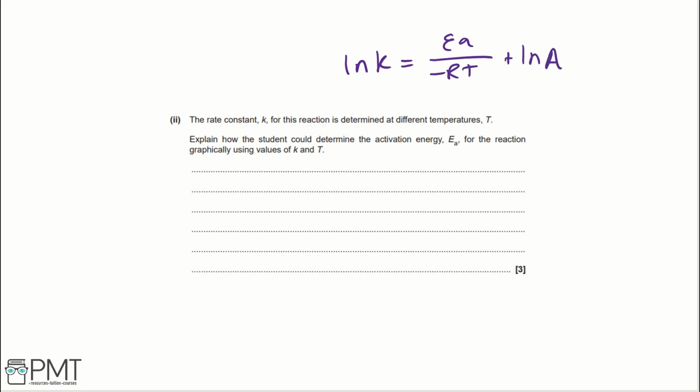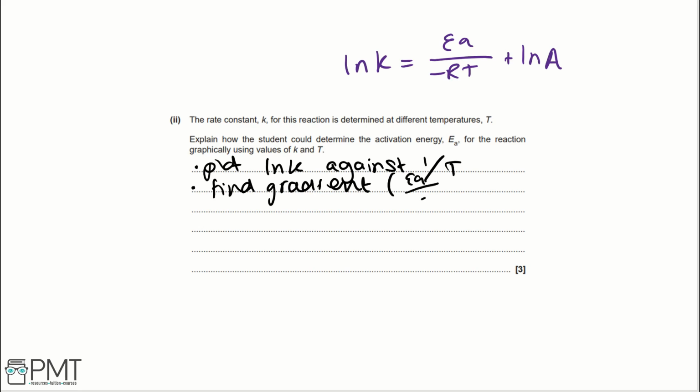So our first thing when answering this question is to tell the student to plot ln k against 1 over T. And that means that our gradient will be EA over minus R. So find the gradient, and then we could also write in brackets what the gradient is, EA over minus R. And finally, to get EA, we need to times the gradient by minus R, which is a value you get given in the datasheet, so you don't need to specify, but then you can write that it equals EA.